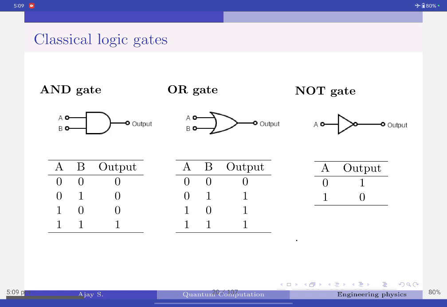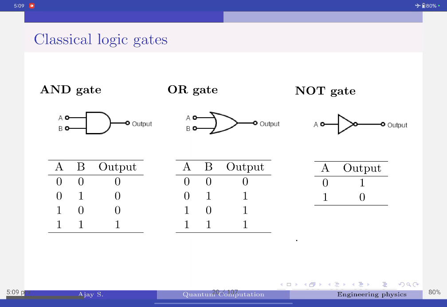The operations can be carried out using logical gates, and these are some of the familiar classical logical gates. The AND gate, for example, has two inputs A and B. If the two inputs A and B are 0, then the output is also defined to be 0. If A is 0 and B is 1, the output is still 0. If A is 1 and B is 0, the output is still 0. The output is 1 only if both the inputs are 1. So even if one of the inputs is 0, the output is 0.